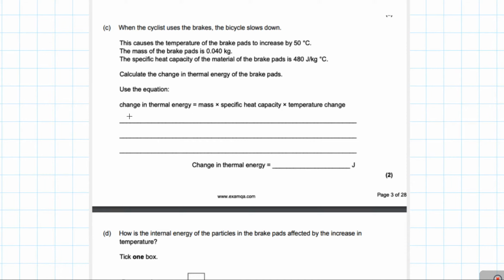So therefore, for this equation, the thermal energy is equal to the mass, which is 0.04, times the specific heat capacity, which is 480. So that's there, and the temperature change says it increases by 50 degrees. So we times that by 50. Plugging that into your calculator, you get a value of 960 joules.